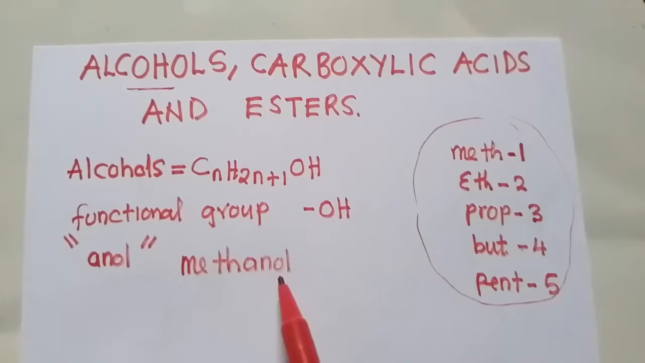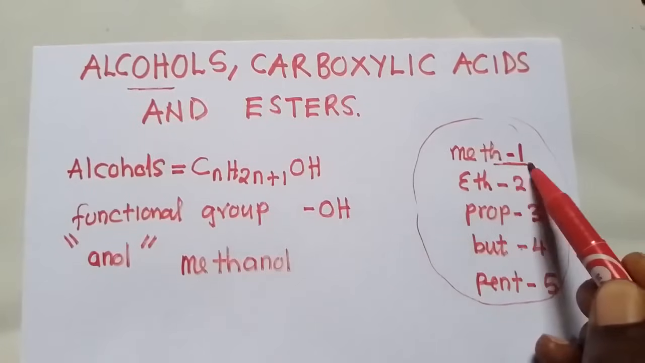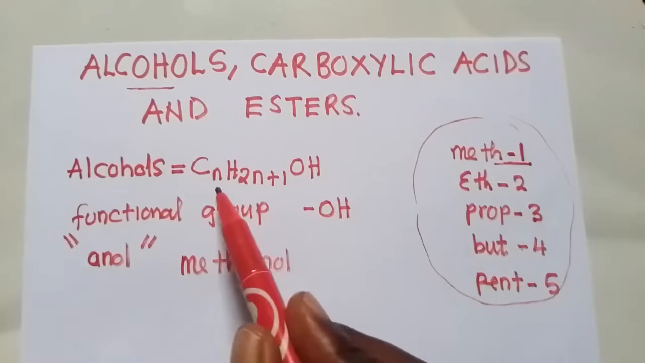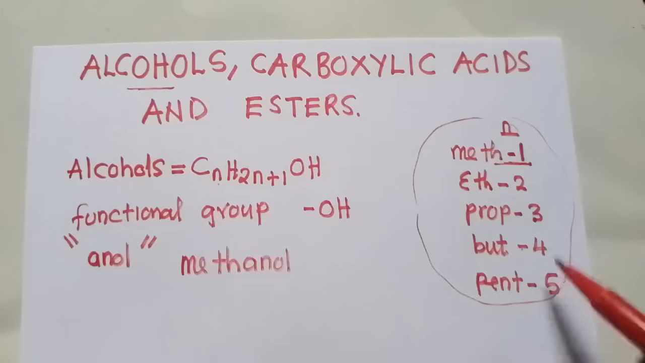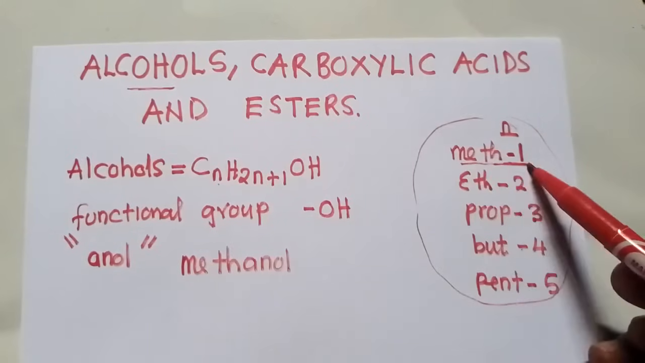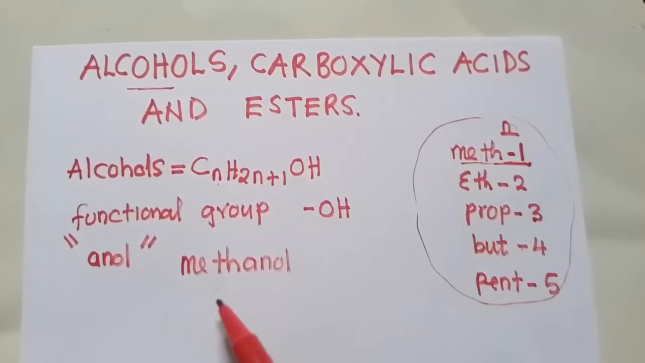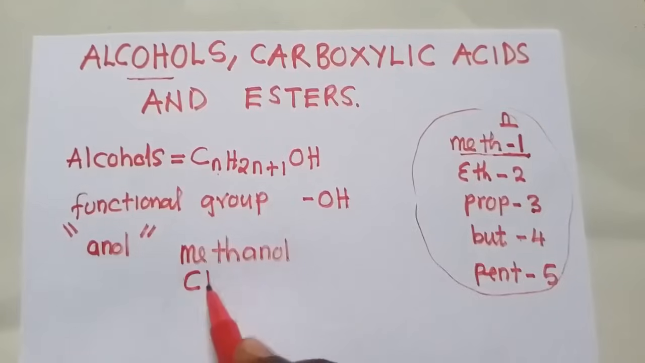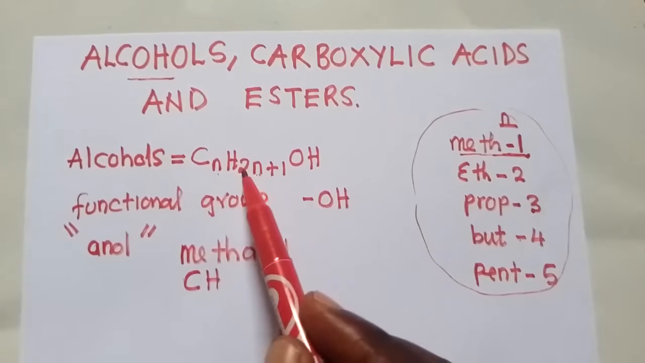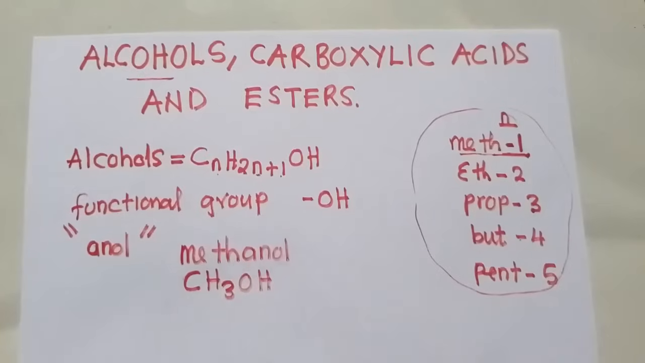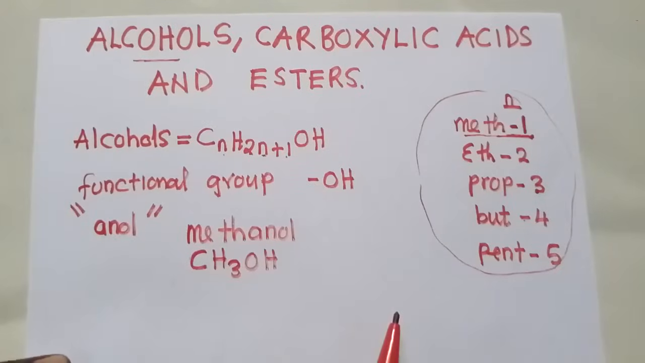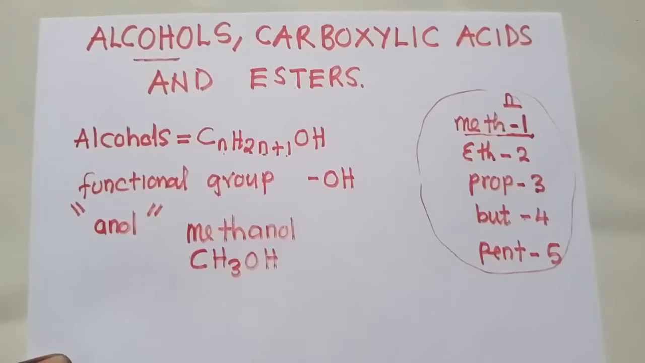Since this is methanol, the number of carbons is one. This is n, the number of carbons. If n is one, then it is called meth. Since I'm under alcohols, I'm going to call it methanol. So n is 1, and I say C, n is 1, then H: 2 times 1 is 2, plus 1 is 3. So 3, then I put OH like this. So this is the chemical formula for methanol, CH3OH. This is how we write methanol, and this is how you need to understand this.